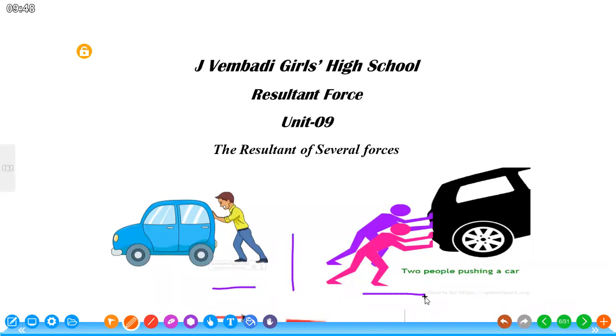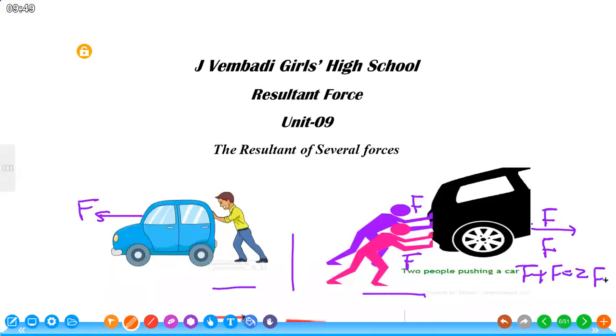So in the first figure, if I take one person's applied force, it is considered as F. And in the second figure, the two persons are pushing a car. Here we consider both persons apply the same amount of force. Here also F, here also F. So the resultant force is F plus F. The resultant force is 2F.